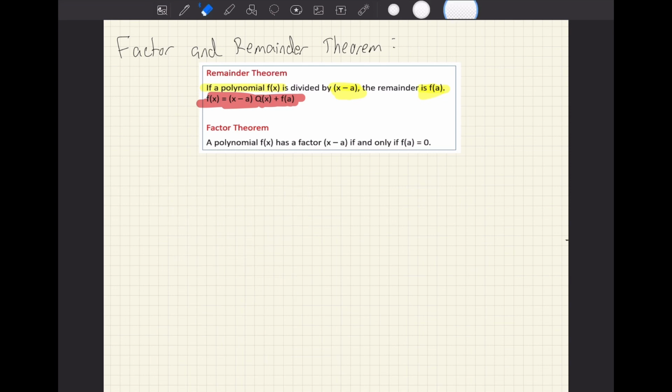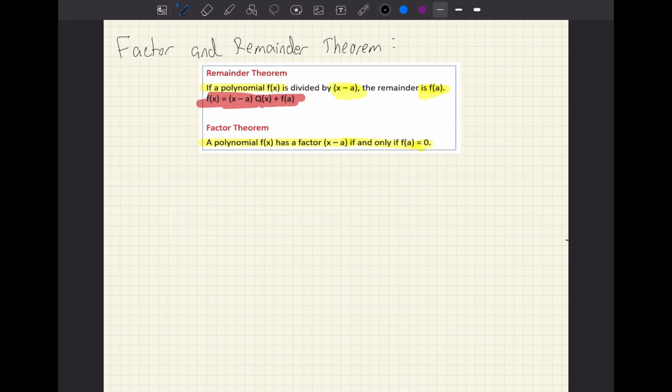Let's read the definition over here. A polynomial f of x has a factor x minus a if and only if f of a is equal to 0. That says the same thing that I was saying: the polynomial f of x has a factor x minus a only if f of a, basically the remainder, is equal to 0. So that was the entire factor theorem, and I'll prove it to you right now.